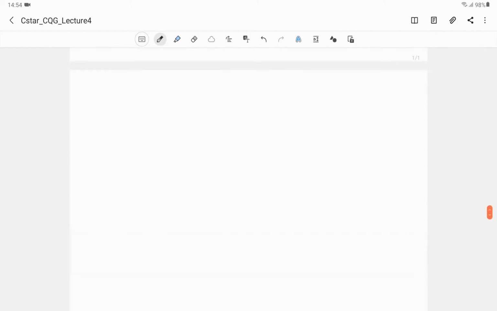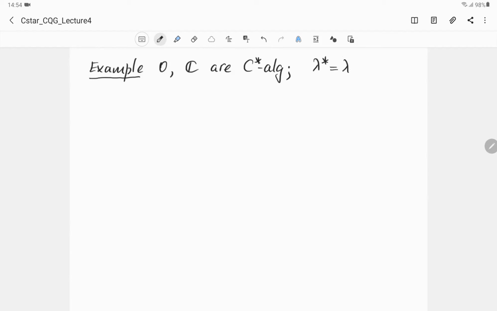Okay, let's now look at some examples of C-star algebras. Of course, first of all, we have a trivial example. The zero algebra is a C-star algebra for obvious reasons. And the field of complex numbers is also a C-star algebra. The involution on the field of complex numbers is just the complex conjugation.